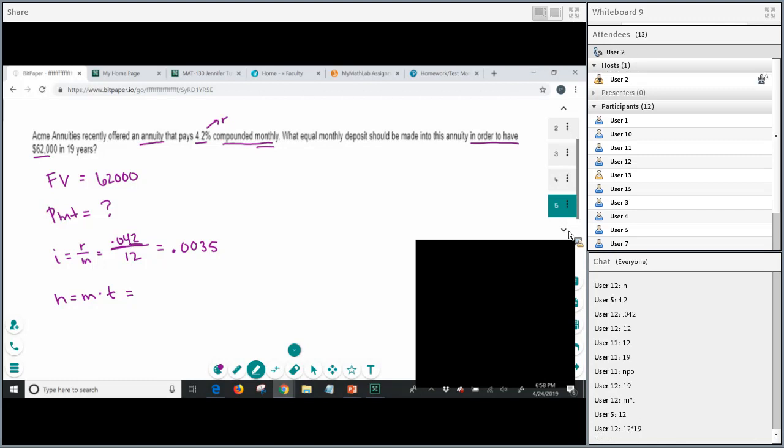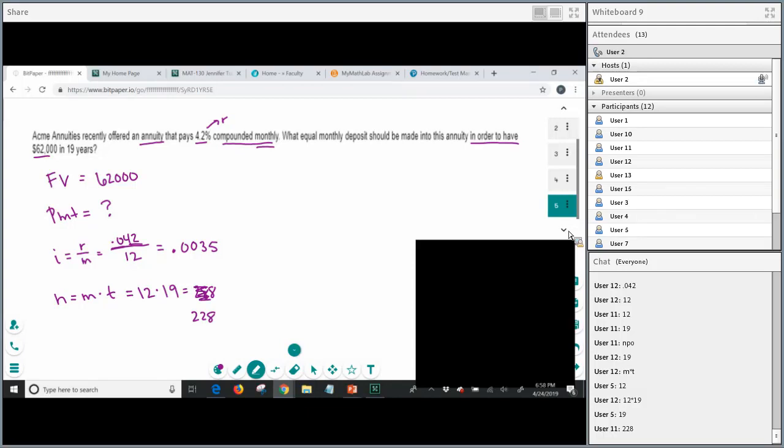So what was M again? The number of periods in 1 year? 12. And how many years? 19, exactly. So the N is going to be 12 times 19, so that's 228. Okay? Any questions about how we found any of those components from the words in the question? I'm sorry, I said 288, and 228 is right. Whoops. 228, thank you.